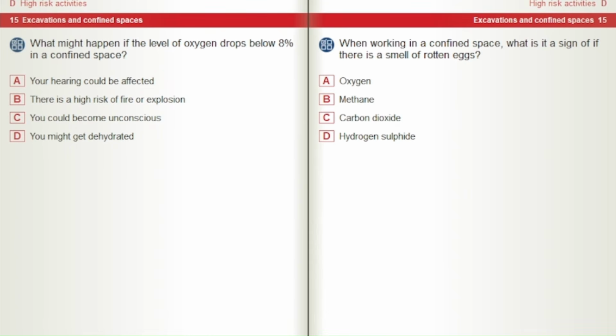What might happen if the level of oxygen drops below 8% in a confined space? Your hearing could be affected. There is a high risk of fire or explosion. You could become unconscious. You might get dehydrated.